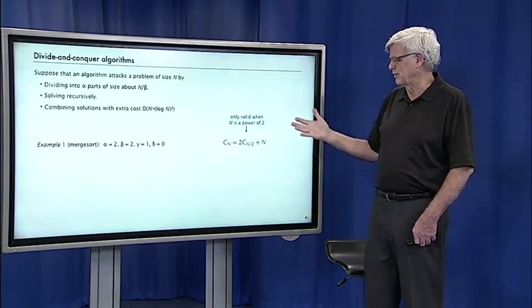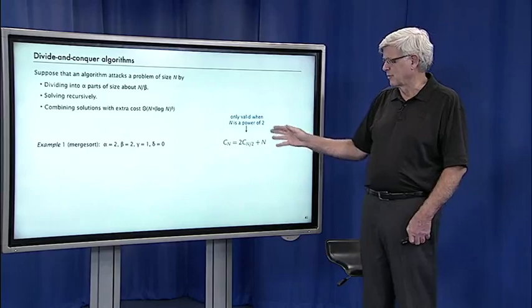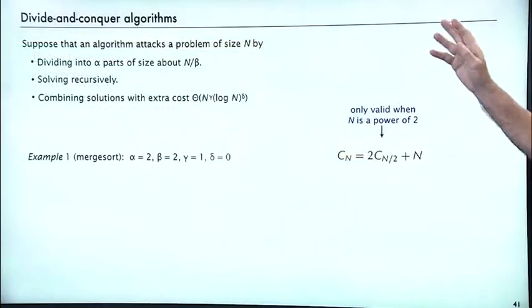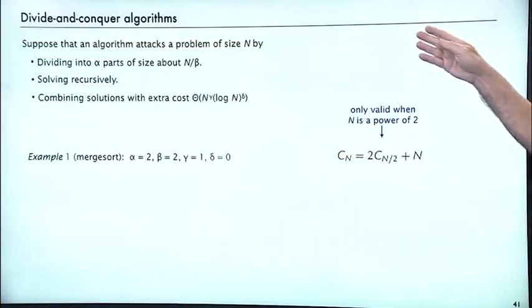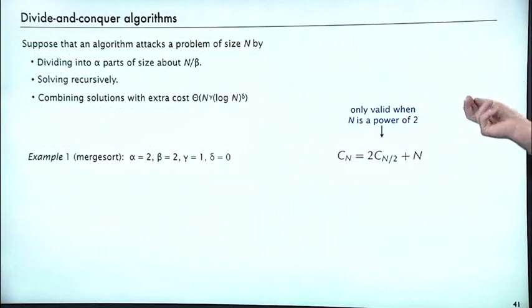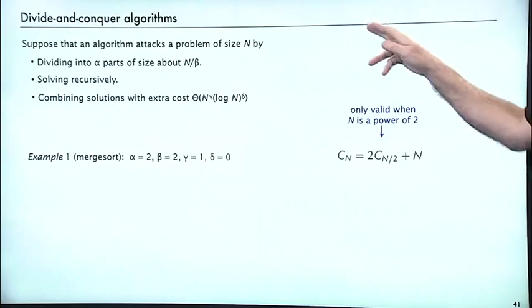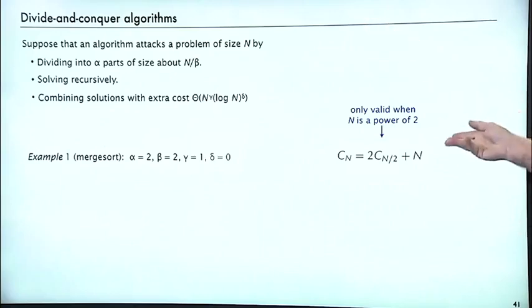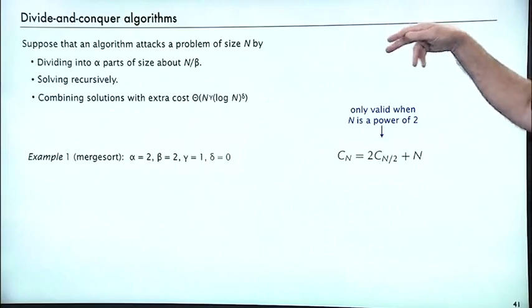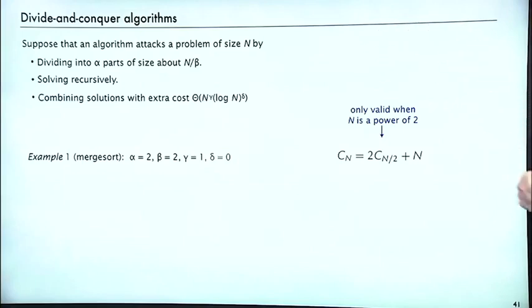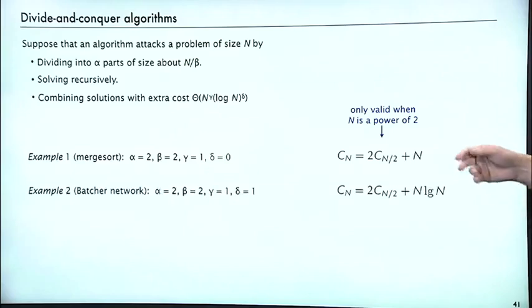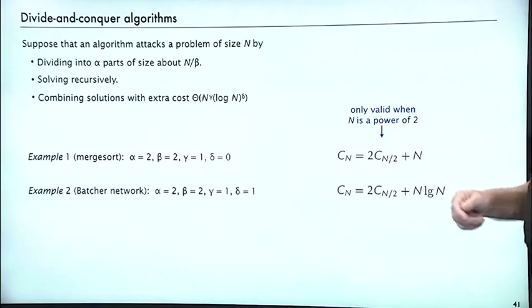So first, here are some examples. So we did merge sort. So for merge sort, problem size is n over 2, so that's beta 2. 2 problems of size n over 2, so that's alpha is 2. And the extra cost is n, so there's no log n, so delta equals 0, gamma equals 1. So that's merge sort.